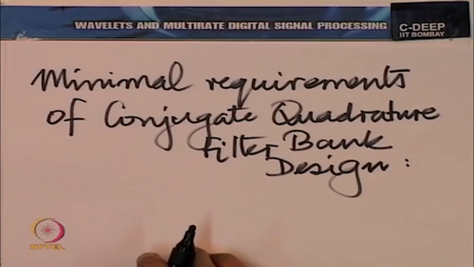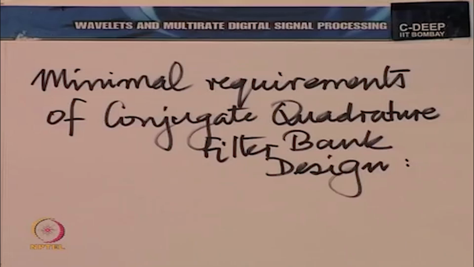Incidentally, you might wonder where this name comes from, conjugate quadrature. Actually, it is the quadrature word which is important there. The quadrature word comes in some sense from the idea of a 90 degrees shift. So, in a certain sense, what we have done is to relate the high pass filter and the low pass filter frequency responses by a shift of pi on the frequency axis.